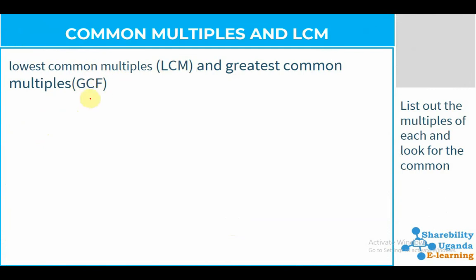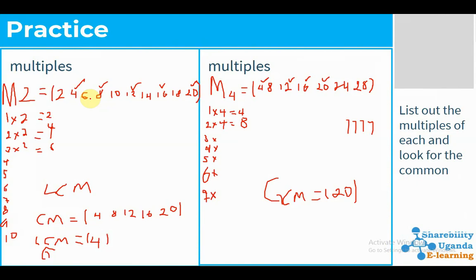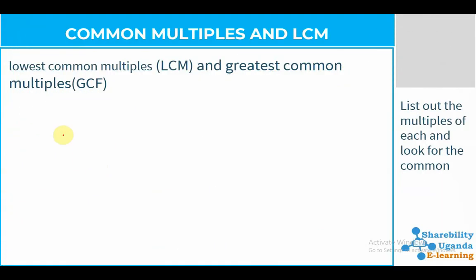To get a recap in getting the LCM, the lowest common multiple, please be able to see how we got these numbers, how we got our LCM, and how we got our greatest common multiple. So in this number now you can start thinking of a number. Let me give you two numbers that you can be able to solve.